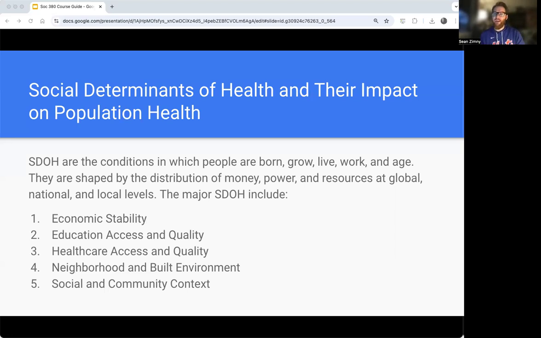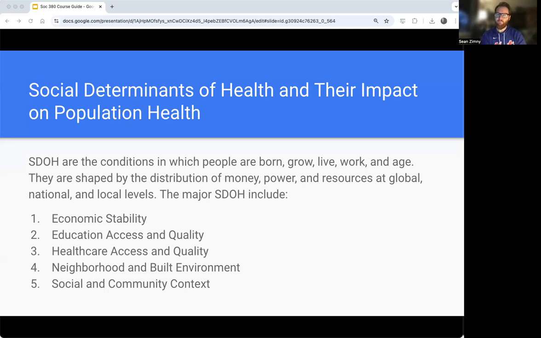4, neighborhood and built environments. So safe housing, clean air and water, access to recreational spaces. All these things contribute to physical and mental health, improved outcomes. And then finally, 5, social and community context. So social support, freedom from discrimination, stable relationships. All these things promote well-being and mitigate stress. So this is how we see the social determinants of health. These are social factors, right? But they all contribute to health-related outcomes.